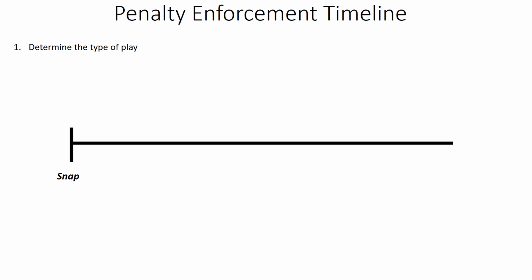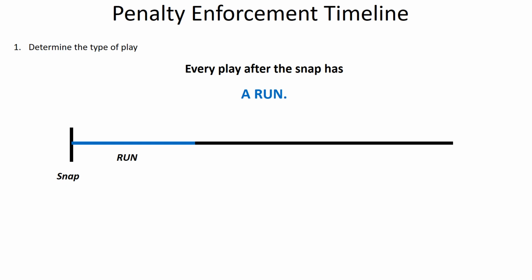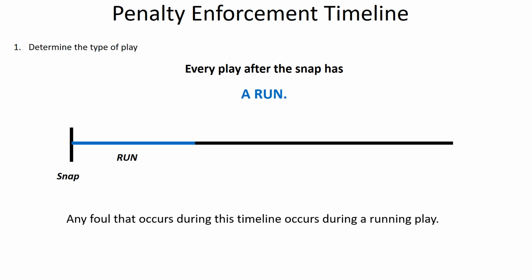We're going to determine the type of play. This is often the hardest part. So let's start with an easy example. Every play after the snap has a run. Any foul that occurs during this run occurs during a running play.